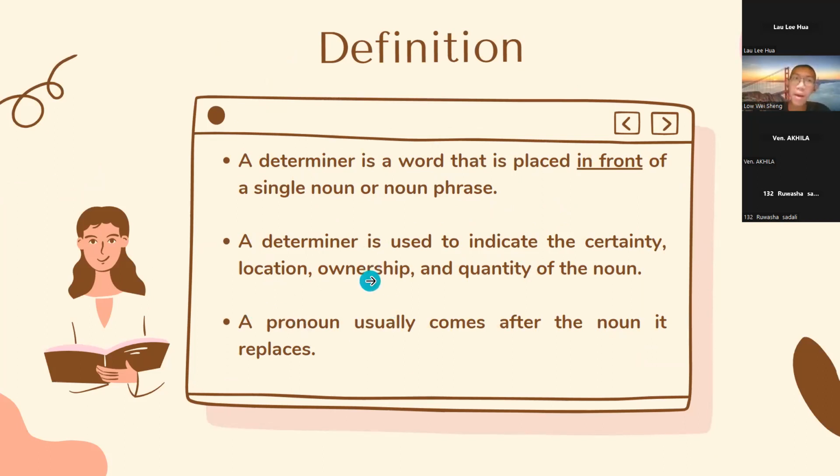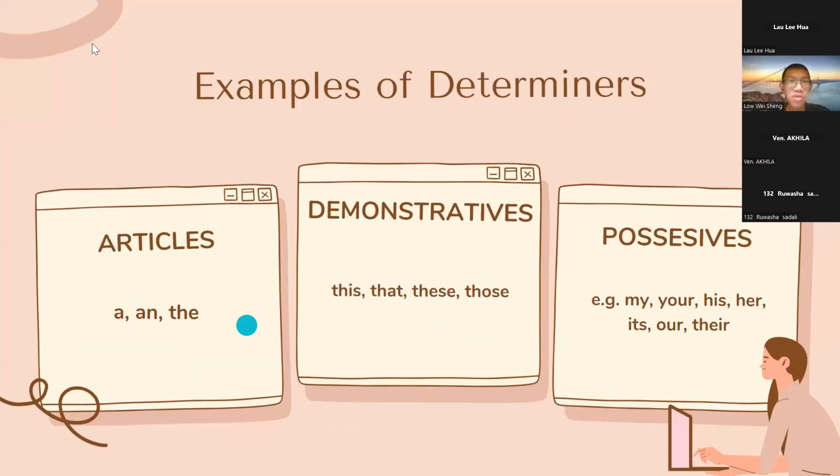Ownership, my money versus your money. So my and your are determiners, and you can understand who the money belongs to based on the word used. And quantity, so a lot of sheep versus some sheep. So these are examples of determiners.